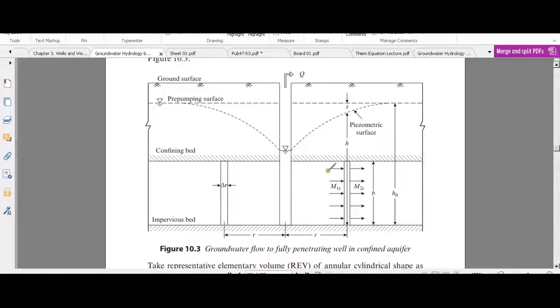In addition to the video lecture that I gave you, I just want to teach you about these notations. Now you can see this is the ground surface, simply the ground. As you can see, from here we get the discharge, and this is the pre-pumping surface, right?